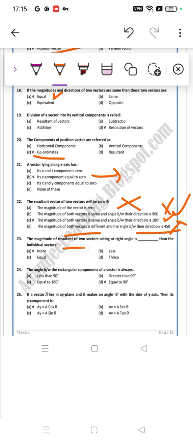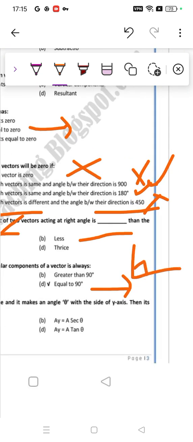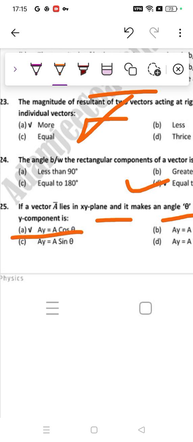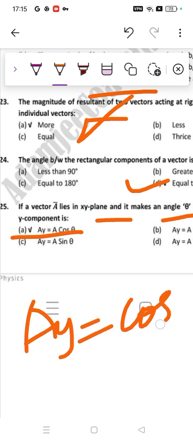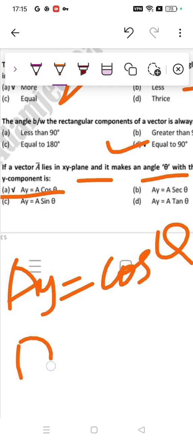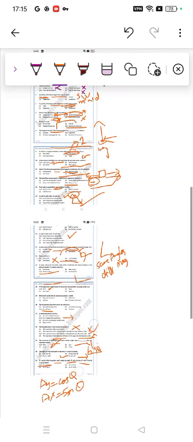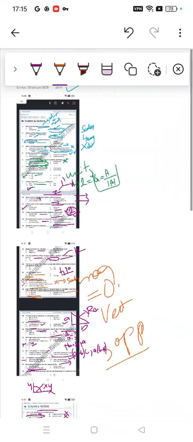The magnitude of the resultant of two vectors acting at a right angle is, it's more than that. The angle between the rectangular components of a vector is always equal to 90. Rectangular components mean making a right angle, this means x-axis and y-axis have 90 degrees. Then if vector A lies in the xy plane and makes an angle theta with the y-axis, its y component is called Ay. When we find Ay, it is cos theta, and when we take the other axis, it is equal to sin theta. So this is all about vectors. We have done so many MCQs. I hope it will be very clear. Thank you for watching. Bye bye.